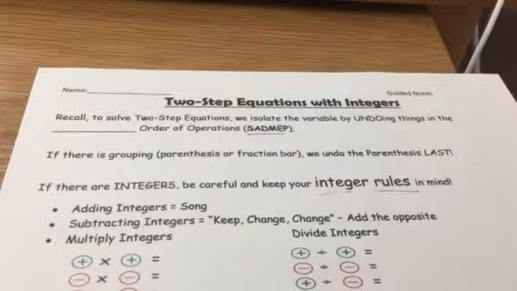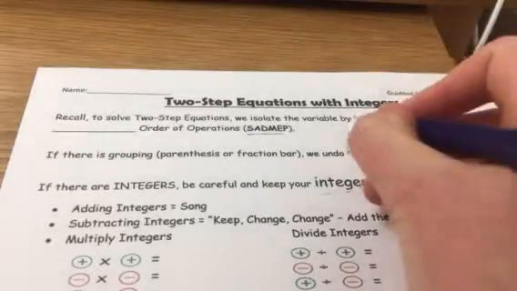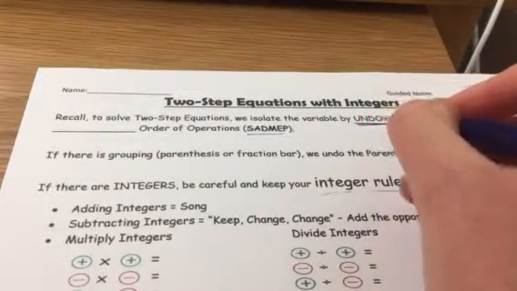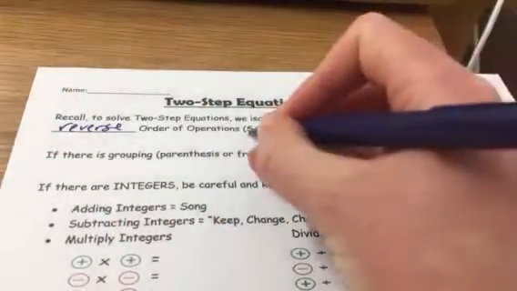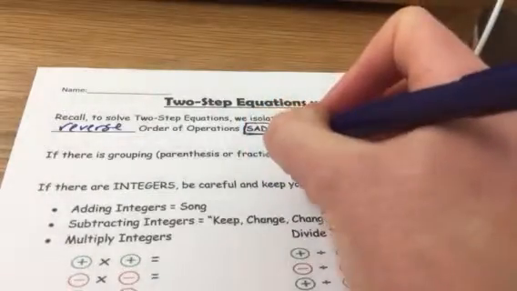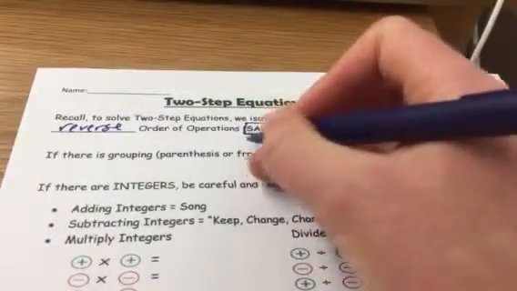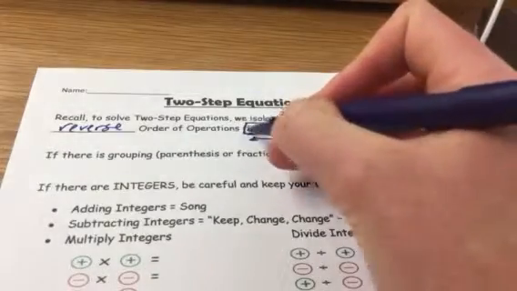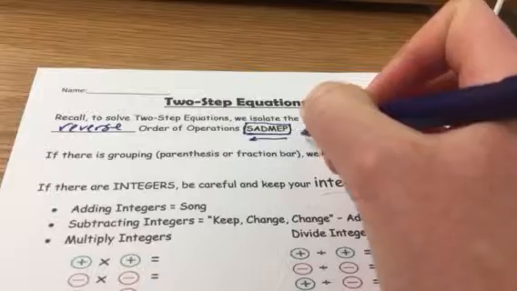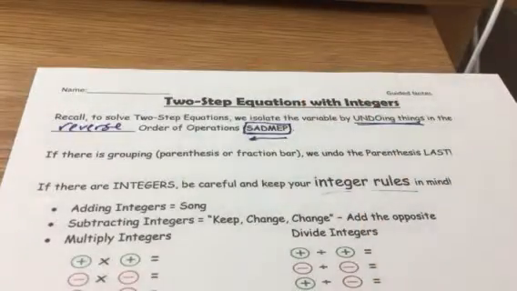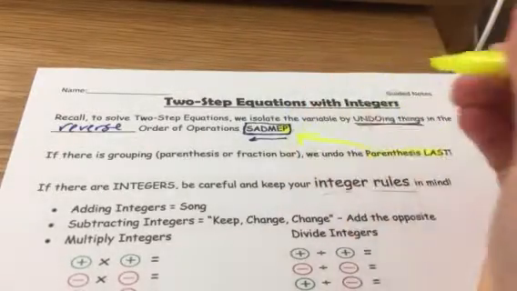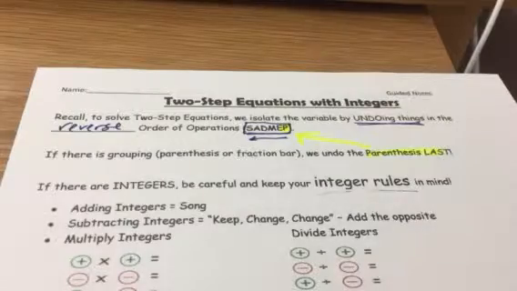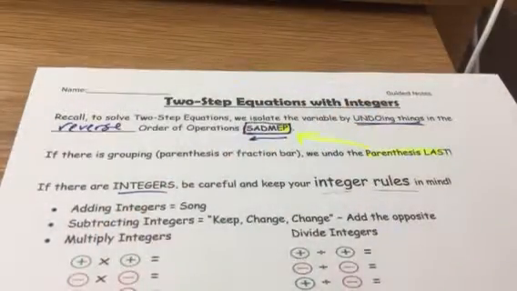Recall, to solve two-step equations, there's more than one thing that we need to undo, so we need to keep in mind the order of undoing things. The way that we undo or reverse them is to use the reverse order of operations, or SADMEP, our little acronym for the backwards order of operations. PEMDAS backwards is SADMEP. So we're going to get rid of addition and subtraction first, followed by division and multiplication, and parentheses last, because the P is last in SADMEP. If there are integers, we just need to keep our integer rules in mind.